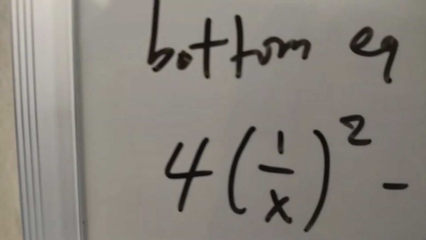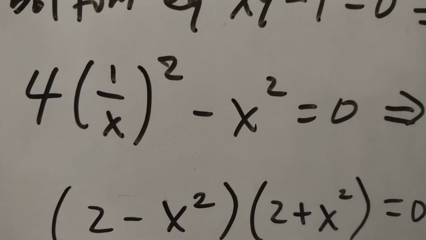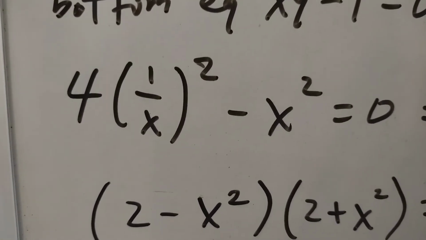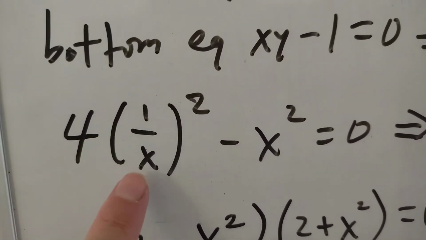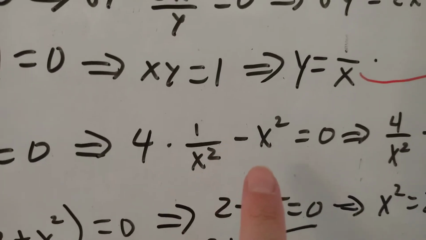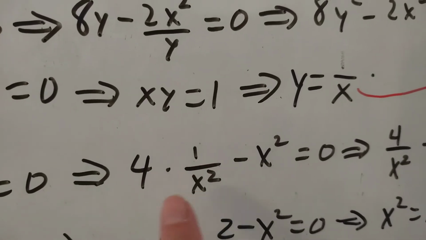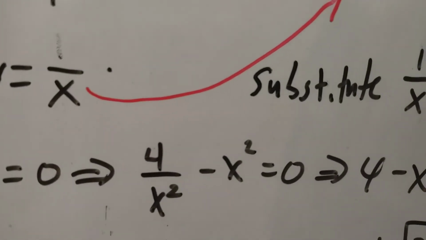So here's what we get. 4 over 1 over x squared minus x squared equals 0. Next, let's square the fraction. You square the numerator and you square the denominator. So it's going to be 1 squared, which is 1, over x squared. So 4 times 1 over x squared minus the x squared equals 0. Think of 4 as 4 over 1. When I multiply, I get 4 over x squared minus the x squared is equal to 0.